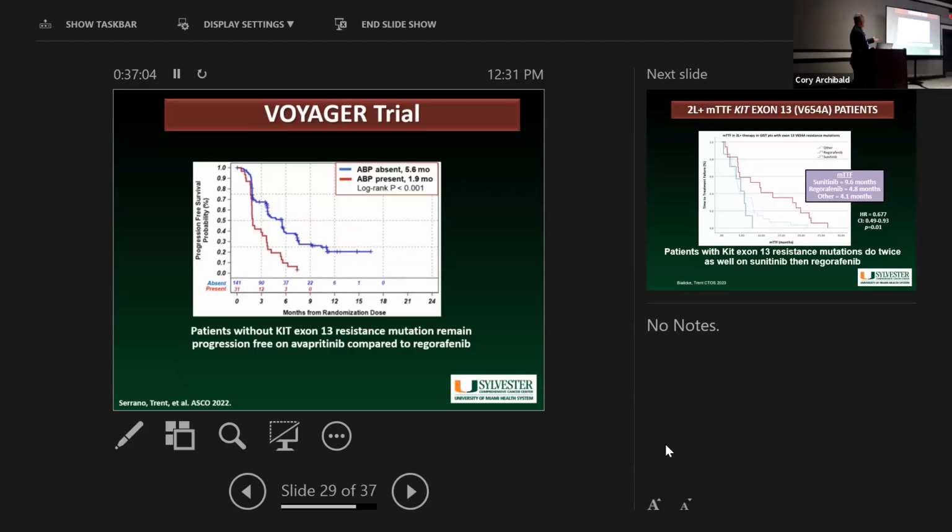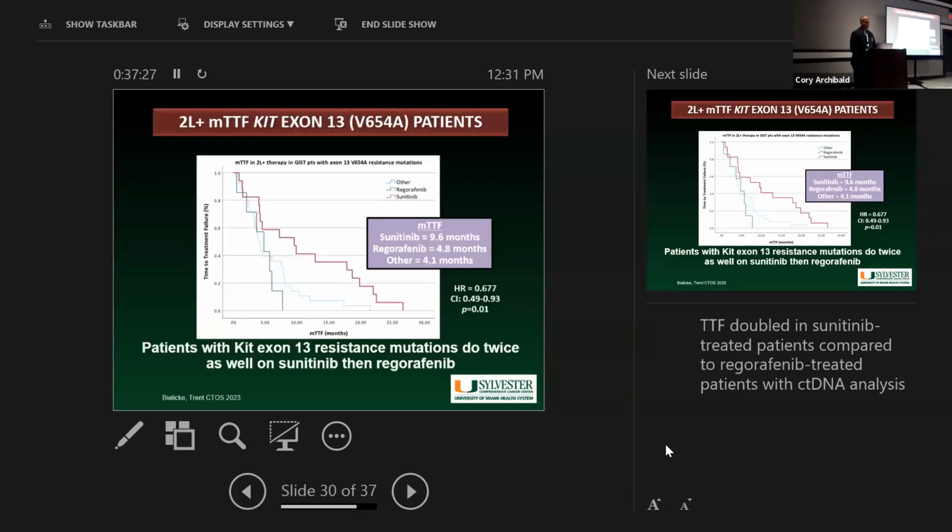Also, these are patients without KIT exon 13 resistance mutations. So there's no KIT exon 13. Most of them are KIT exon 17 resistance mutations. And avapritinib, we know, works very well at KIT exon 17 and 18 resistance mutations, as well as PDGFRA 18, which is equivalent to KIT 17.